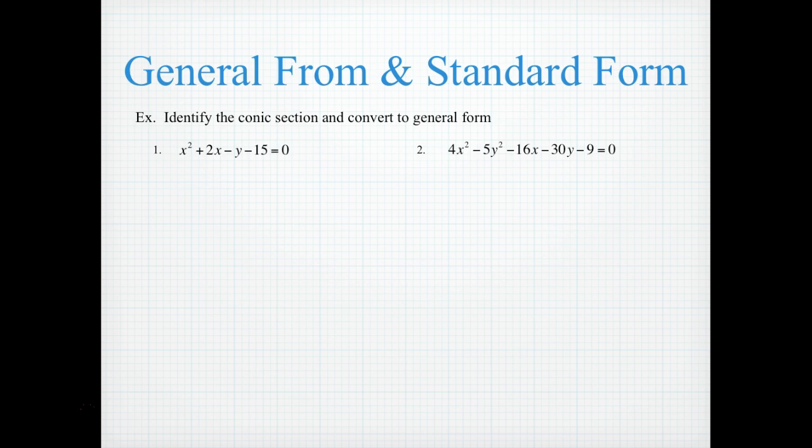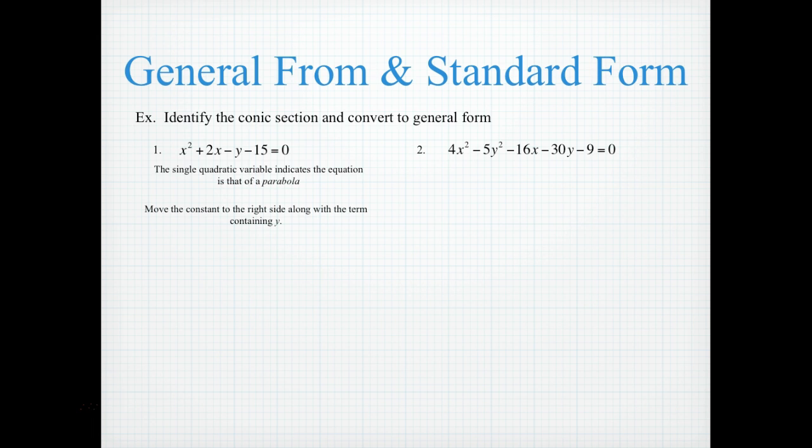In our first example, we have x² + 2x - y - 15 = 0. Remember, we're looking for x² and y². In this equation, all I have is x² without y². If I am absent of a y² and I only have a single quadratic variable, that tells me that the equation that I have is a parabola.